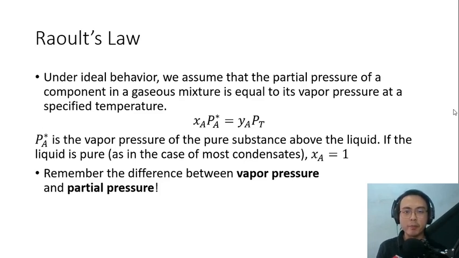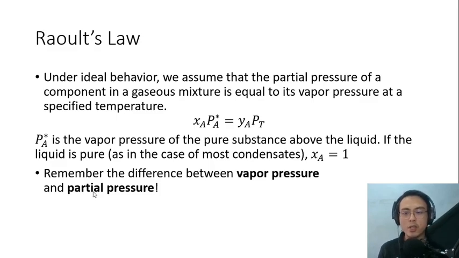Under ideal behavior, we assume that the partial pressure of a component in a gaseous mixture is equal to its vapor pressure at a specified temperature. What does this equation mean? Take a look at this equation. I mentioned earlier that we will be differentiating between mole fraction in the liquid and in the gas phase. This X sub A is the mole fraction of substance A in the liquid phase, and this Y sub A is the mole fraction of substance A in the vapor phase or in the gas phase. This P sub A with the asterisk, we call the vapor pressure. We will be discussing the vapor pressure in the next slide. P sub T here is the total pressure.